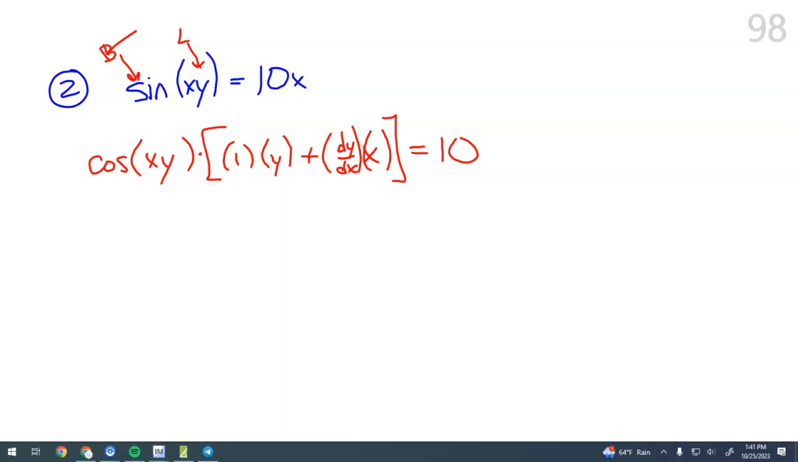Okay. So now my job is to, well, are there questions on the first step? I've got to get dy/dx by itself. There's a little trick here. One way you could do it would be to distribute and move things around. That will work, but there's a little easier way. What if I divided by cosine of xy?